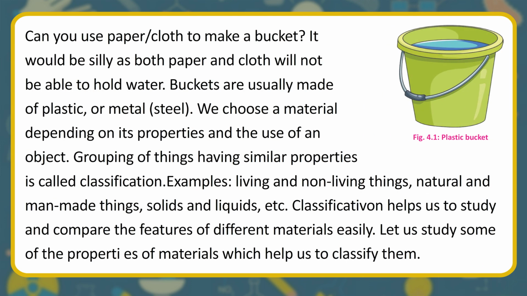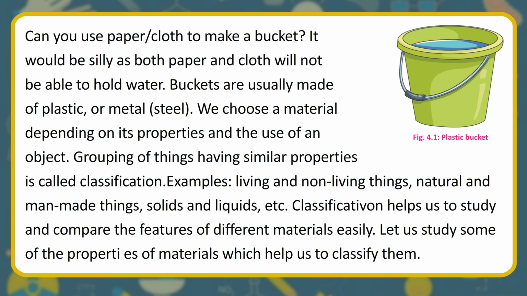Can you use paper or cloth to make a bucket? It would be silly as both paper and cloth will not be able to hold water. Buckets are usually made of plastic or metal, steel. We choose a material depending on its properties and the use of an object. Grouping of things having similar properties is called classification. Examples: living and non-living things, natural and man-made things, solids and liquids, etc. Classification helps us to study and compare the features of different materials easily.